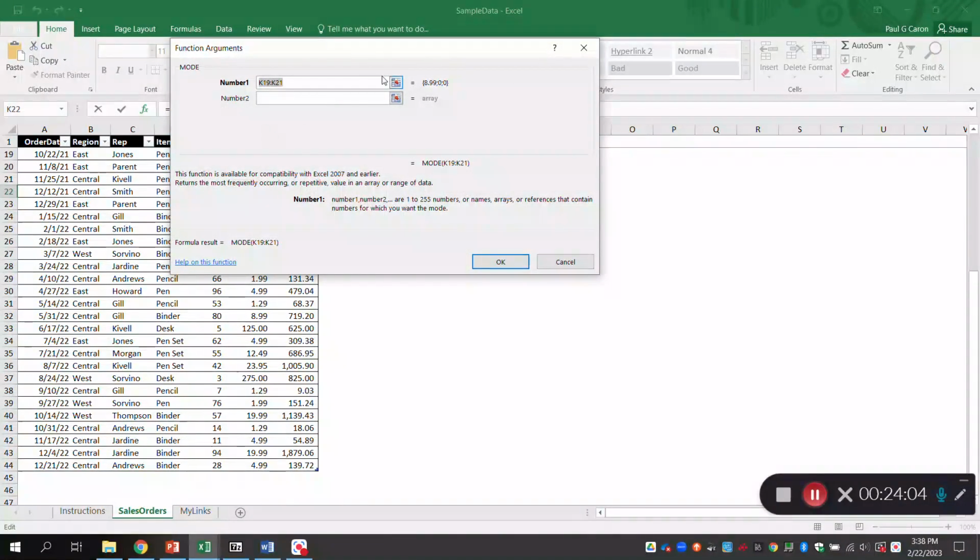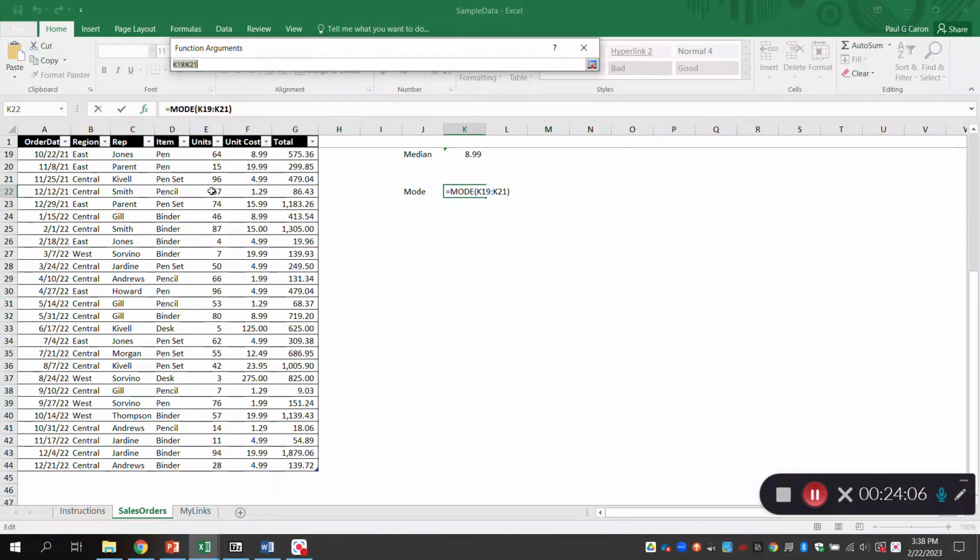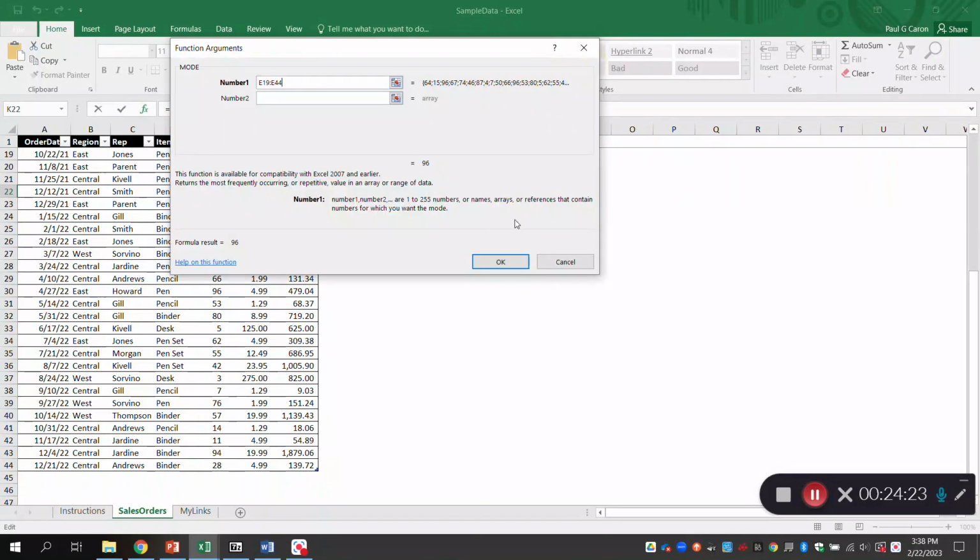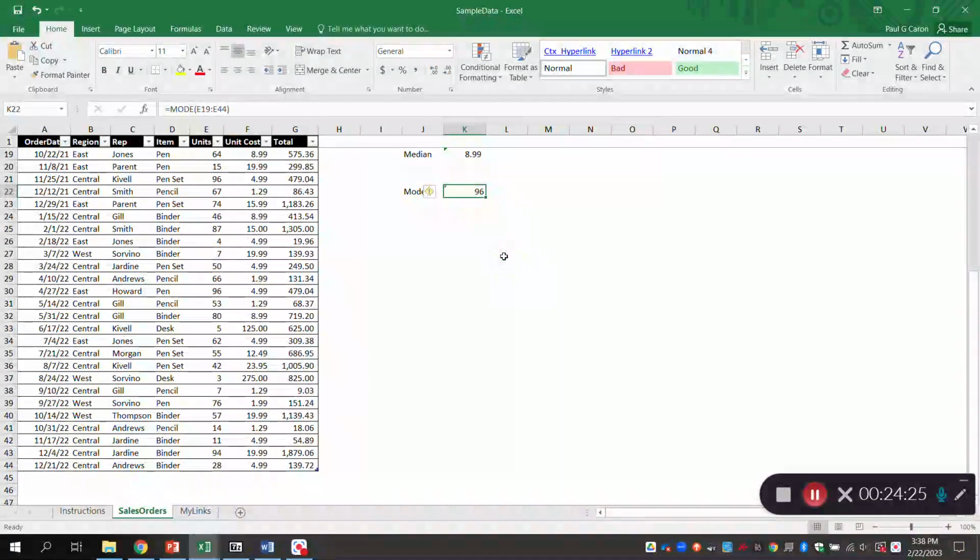And it's asking me the mode of what? I'm going to stay with the units here because that might give me a better number. I don't have all the numbers here, that's why it looks weird. Somehow I lost some numbers here. So I'll just use what I have, and that's fine. And that's the process here.